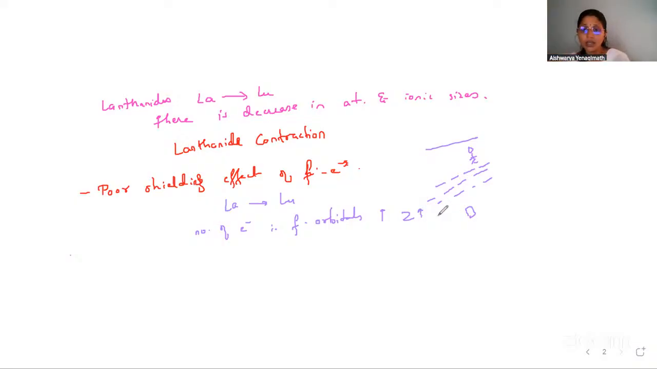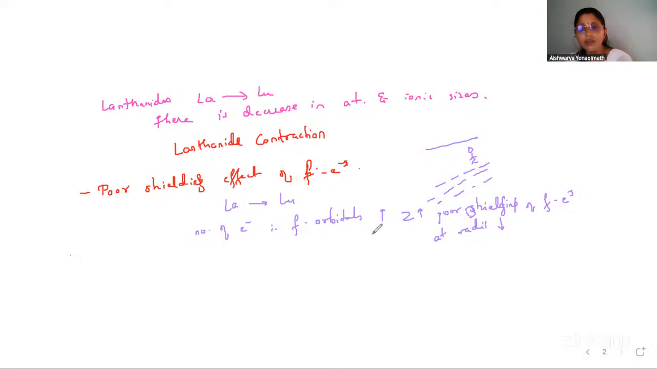Due to poor shielding of F electrons, the nuclear charge will pull the electrons strongly. Therefore the atomic radius goes on decreasing. So there will be a gradual, overall decrease in the atomic and ionic radii from lanthanum to lutetium. Are you all getting it?